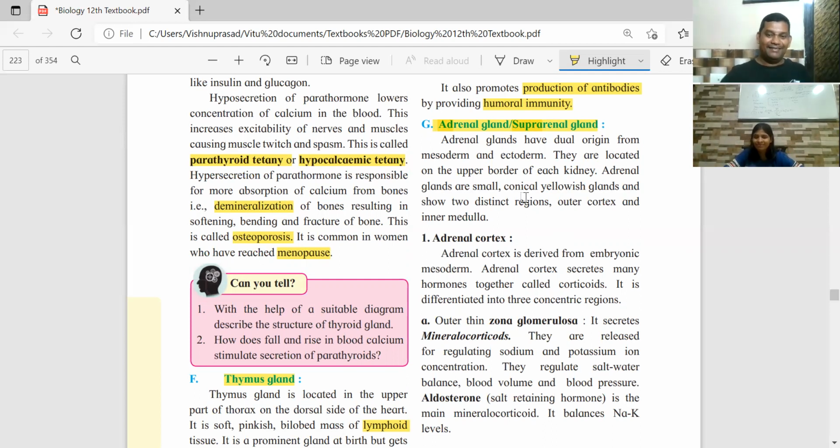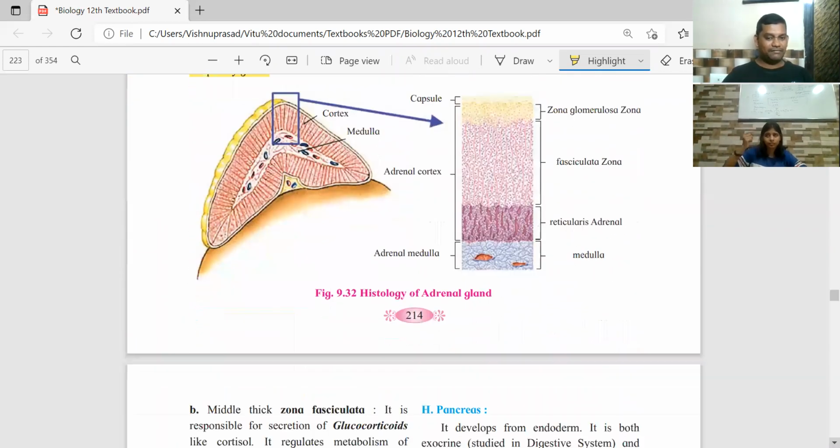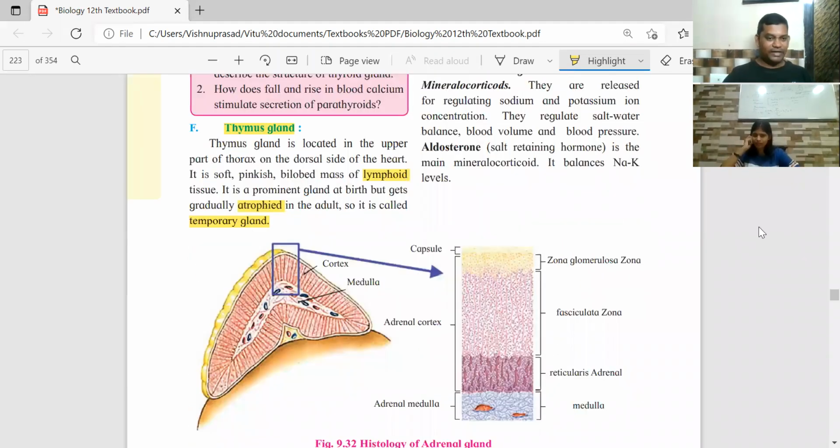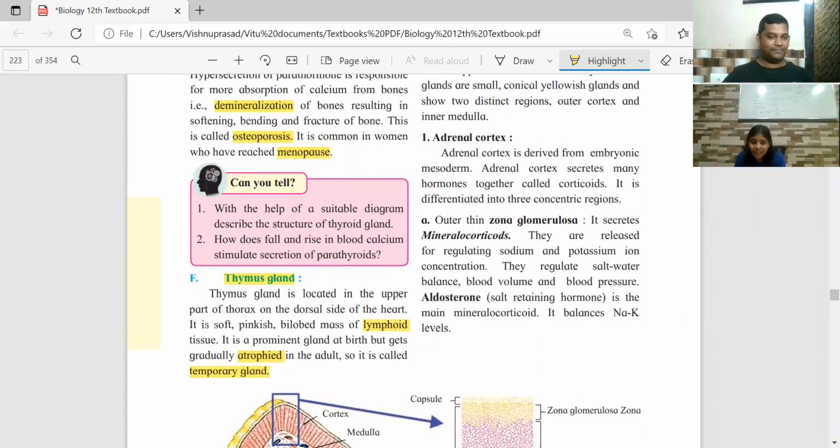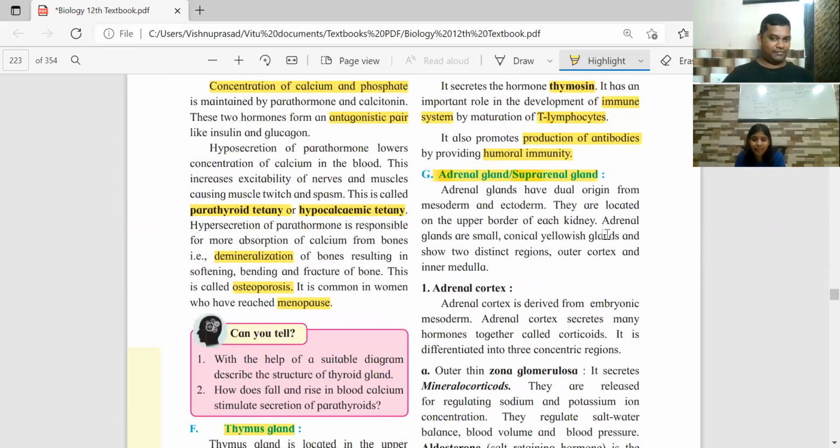So here, adrenal glands. Where are they located? They are located above the kidneys. How many kidneys does a normal person have? Two. Above both the kidneys, there is a single triangular, samosa-shaped gland present. That is called the adrenal gland.